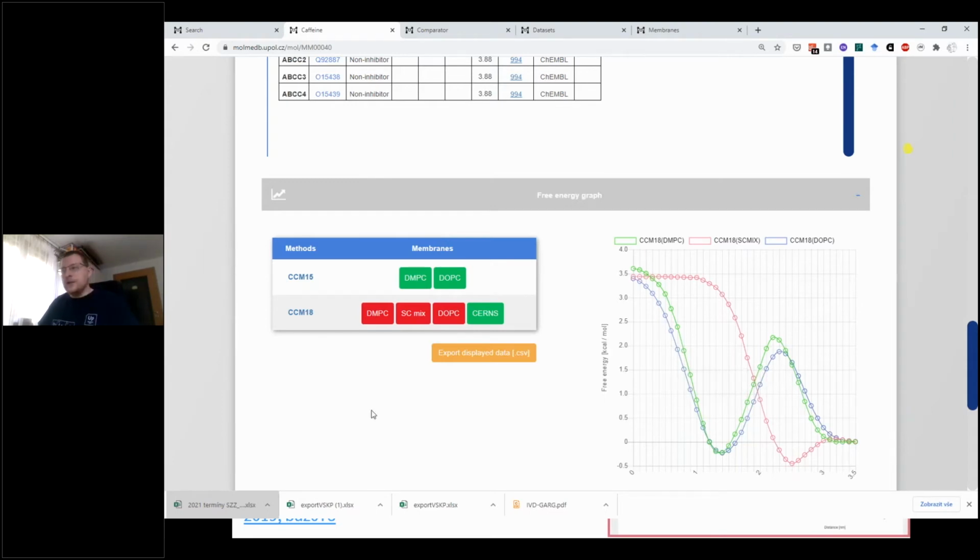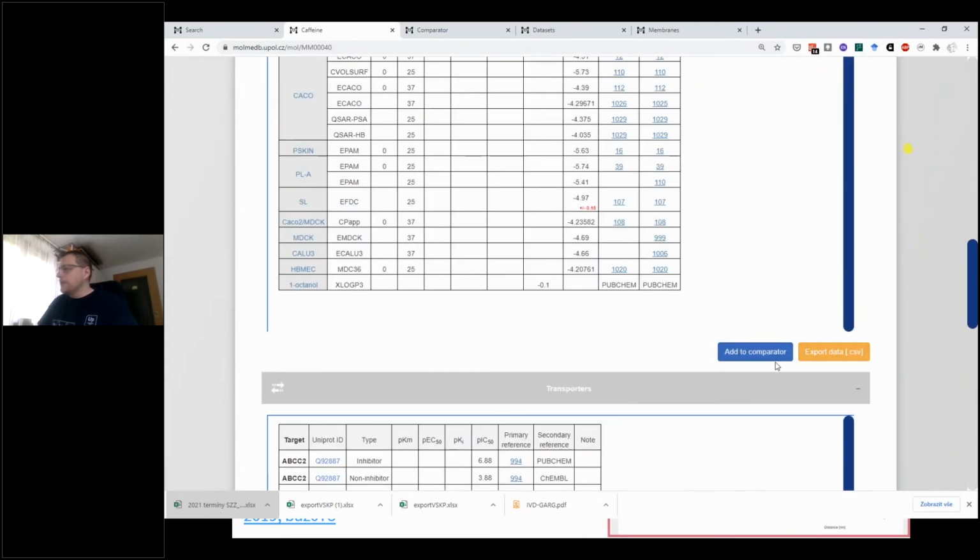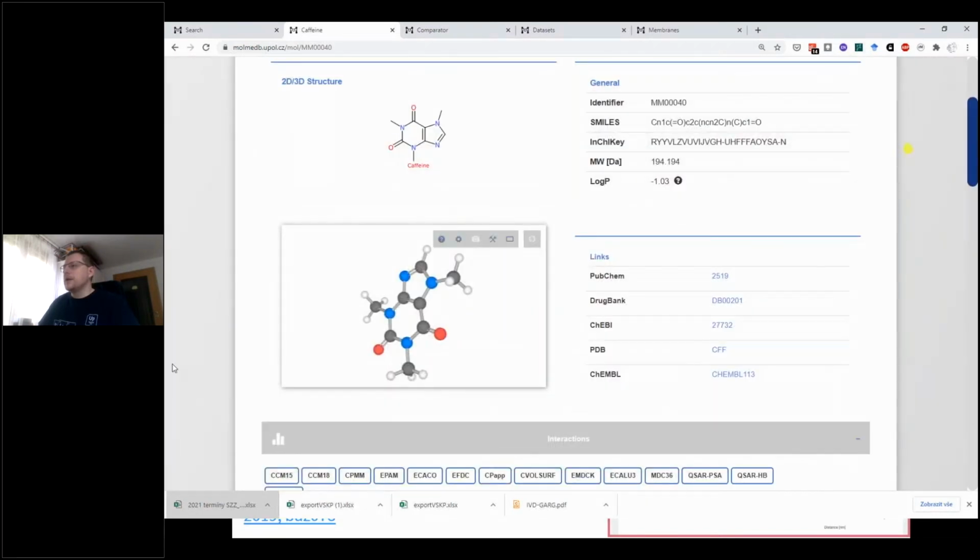So all these data are freely available. You can download them, export them. You can look into them at the web comparator. But of course, it's useful to work on your own as well. So let's move on to the presentation.